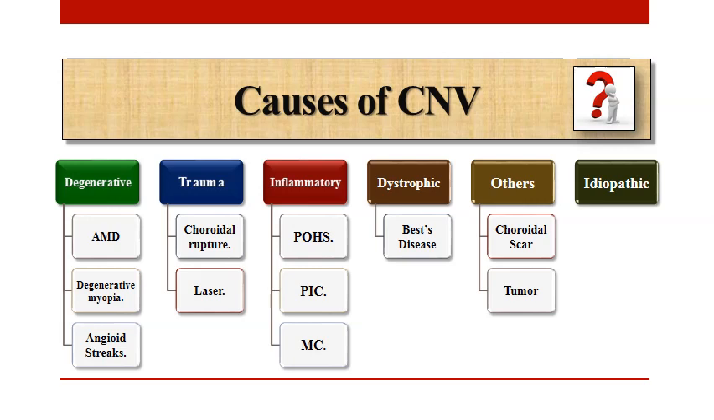What about the other kinds of CNV? As we mentioned before, many kinds of CNV exist. Some are due to trauma, inflammation, dystrophic like Best disease, choroidal scars, idiopathic. The good news is most of these CNV respond well to anti-VEGF therapy. They do not need the initial loading dose. You can inject once and see what the response to treatment is, and adjust your therapy accordingly.